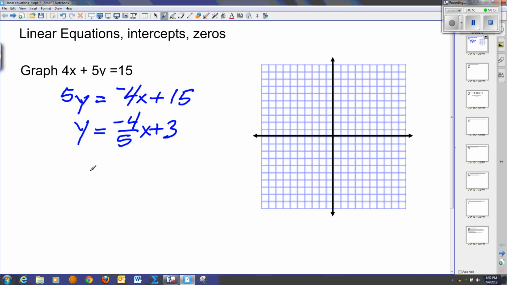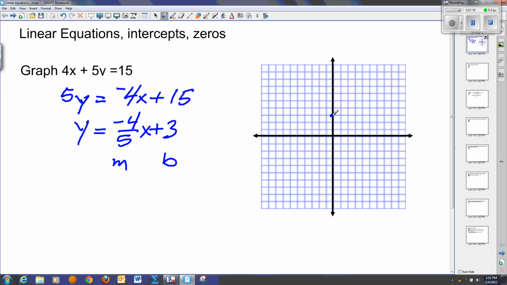We can pick points. And if I were to pick points, I would pick x values that were a multiple of 5, so this denominator would reduce out. Or we can use what's known as the slope-intercept method, y equals mx plus b, where b is the 3 and m is the negative 4/5. So I'm going to do that.